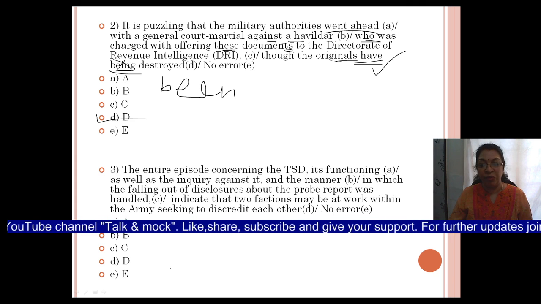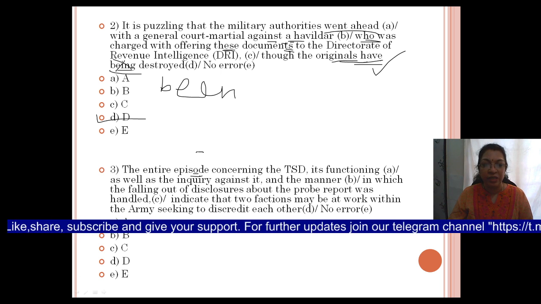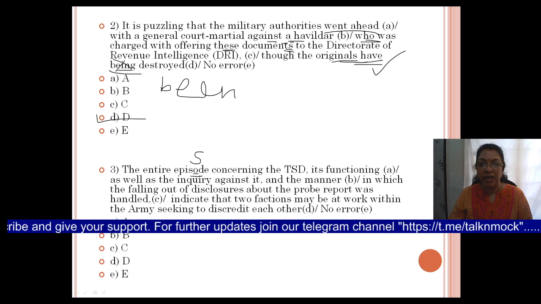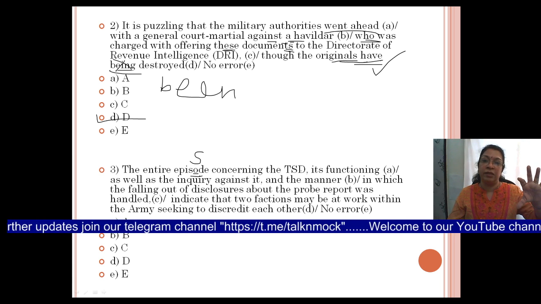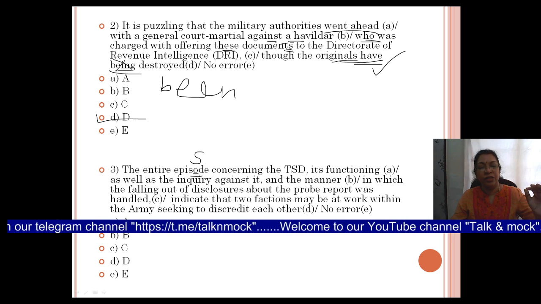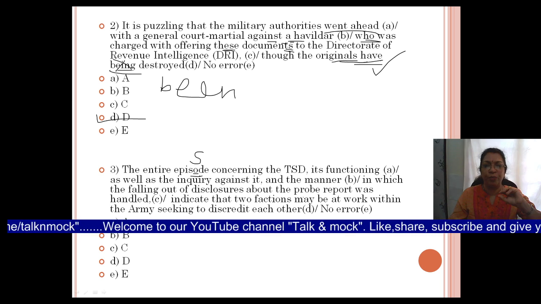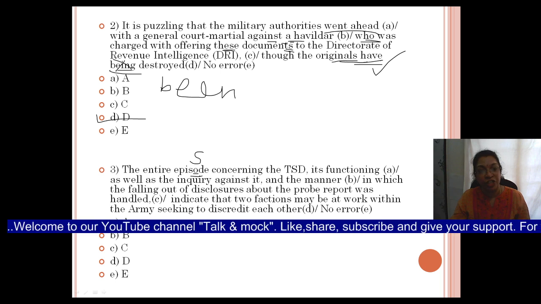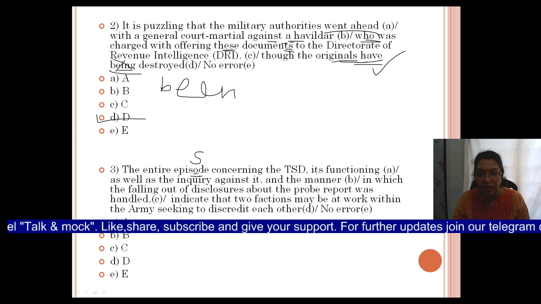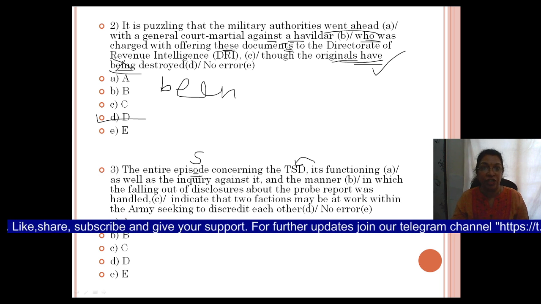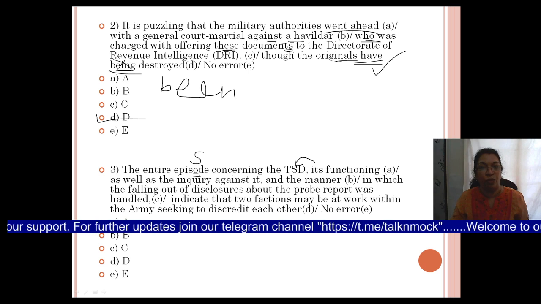Now going to question 3. The entire episode, so fix the subject as singular. The entire episode concerning the TSD. So we may not know, they will take the sentence from any one of the passages, so we do not know what exactly this TSD means. Just understand it should be a body, it's functioning. See, this is what we need to see. The entire episode concerning the TSD, its functioning. This is a body, it's functioning, so your body comes under the pronoun it. So till A there is no error.